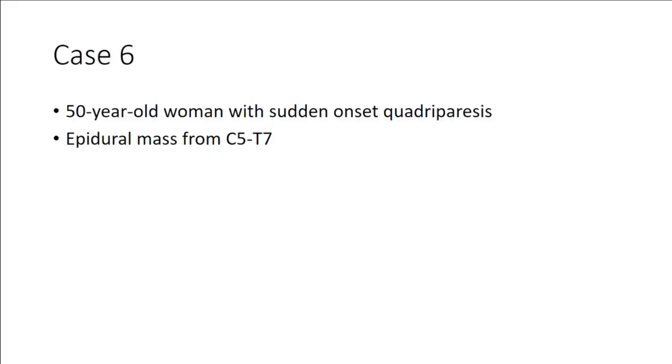Next case is a 50-year-old woman with a sudden onset of quadriparesis and an epidural mass in the spine, kind of high up in the interface of the cervical and thoracic levels.